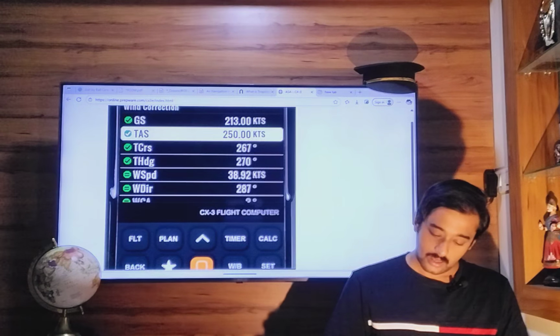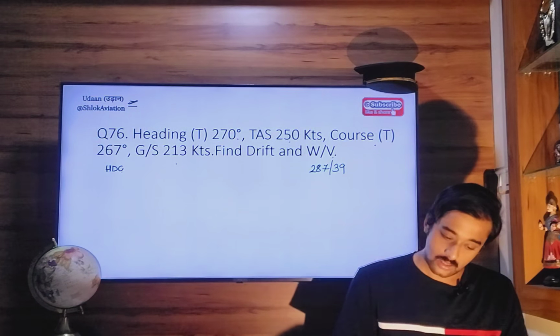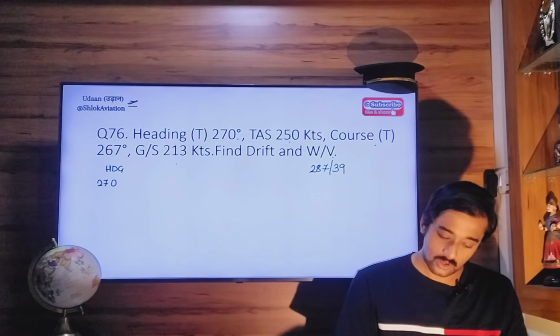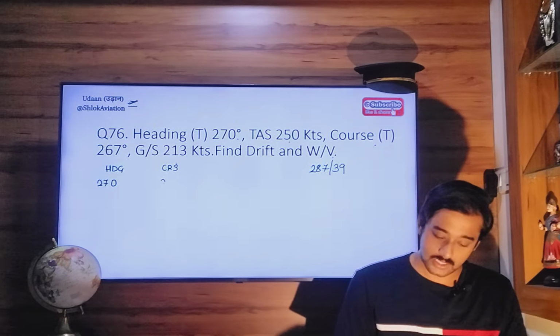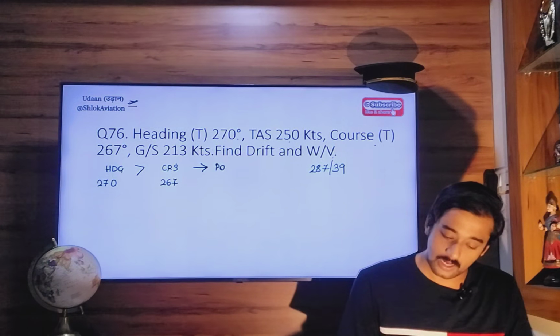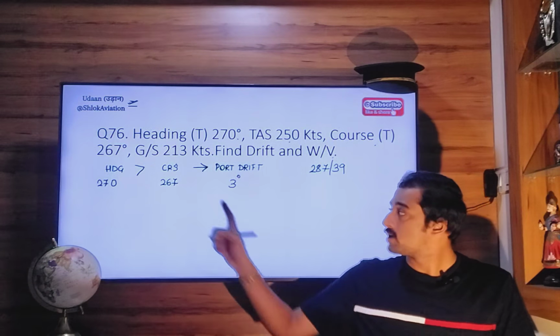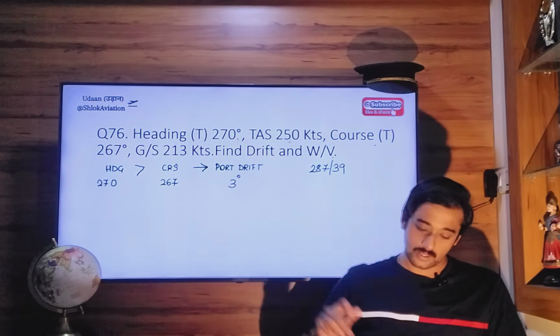Okay. And drift. Now heading is 270, course is 267. So heading is more than course. So when heading is more than course, you get port or left hand side drift. And this port drift value will be equal to 3 degree. 270 minus 267.